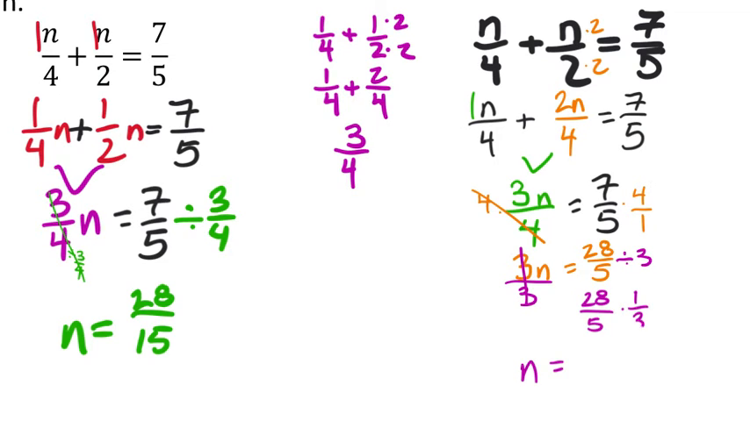I'm going to make this 1/3, because that was 3 over 1. So I flip the fraction, change the operation. 28 times 1 is 28 in the numerator. 5 times 3 in the denominator, 15. Same answer. It's just a different method. That's it.